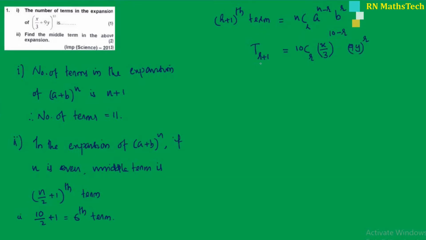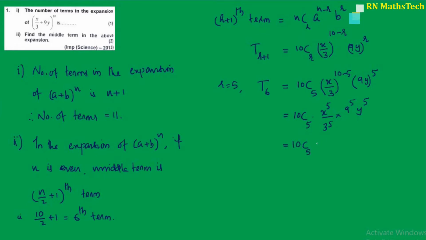To get the sixth term, we give r equal to 5. When r is equal to 5, T6, the sixth term, that is the middle term, is equal to 10C5 (x by 3) raised to 10 minus 5 and (9y) raised to 5. That is equal to 10C5 into x raised to 5 by 3 raised to 5 into 9 raised to 5 y raised to 5.